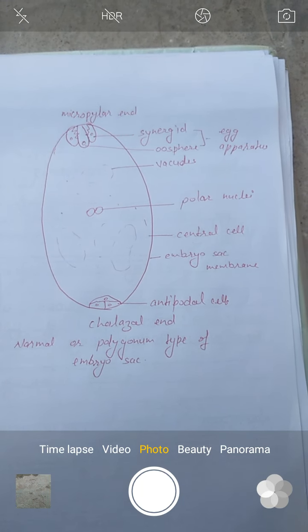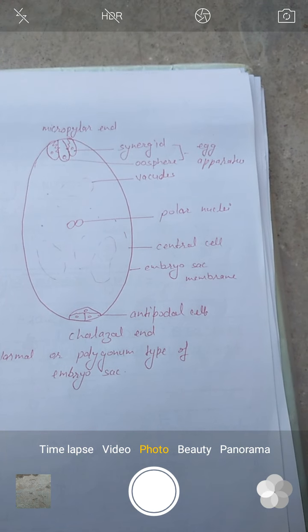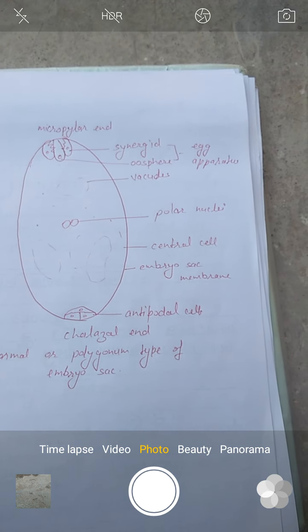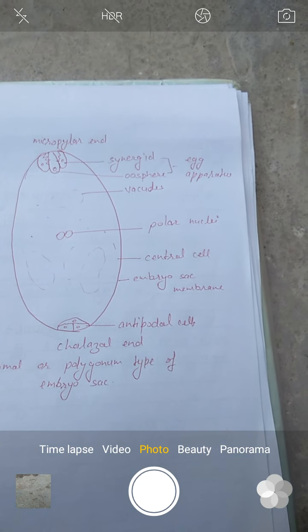Our today's topic is the structure of the embryo sac, which is a female gametophyte. In angiosperms, the female gametophyte is called the embryo sac. The embryo sac is an oval multicellular haploid structure which is embedded in the nucellus towards the micropylar half of the ovule. It is covered over by a thin membrane derived from the parent megaspore wall.